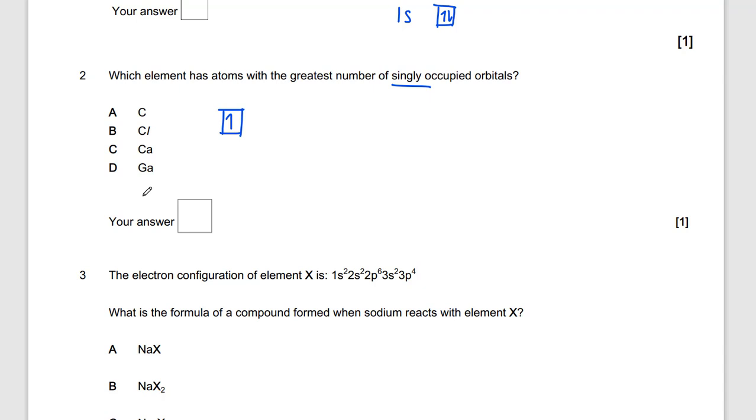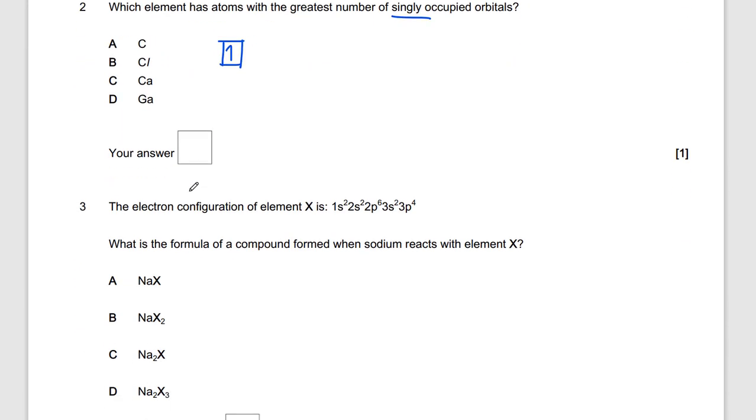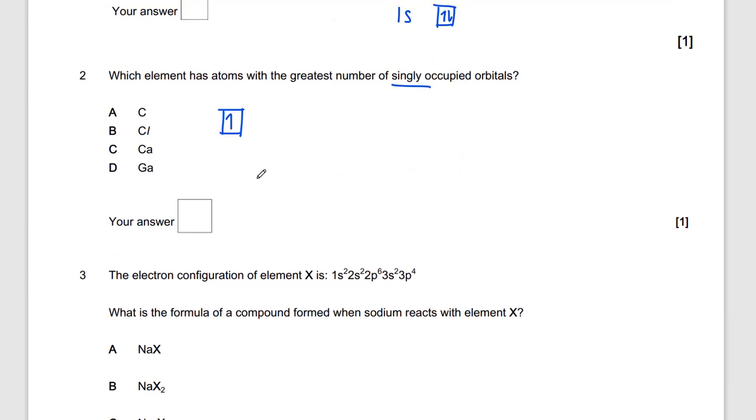Now, conventional wisdom will tell you that you need to spend all your time now drawing out the electron configurations like we've just done for the above example. However, you don't need to do that, because it's only talking about singly occupied orbitals. So all the orbitals that are full are irrelevant.